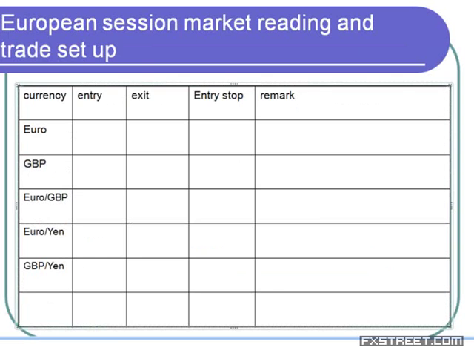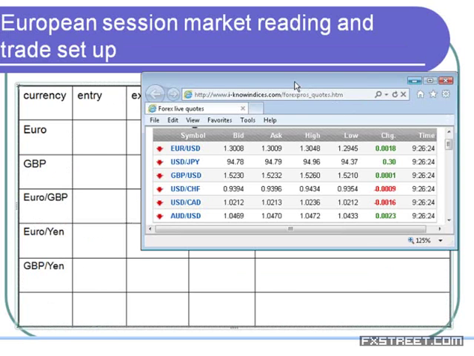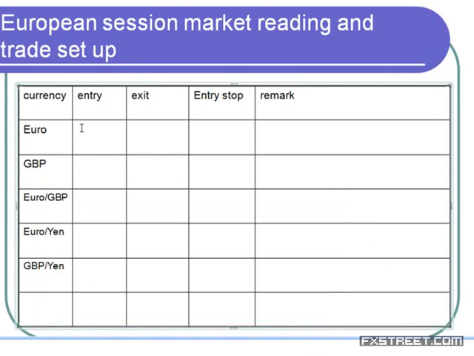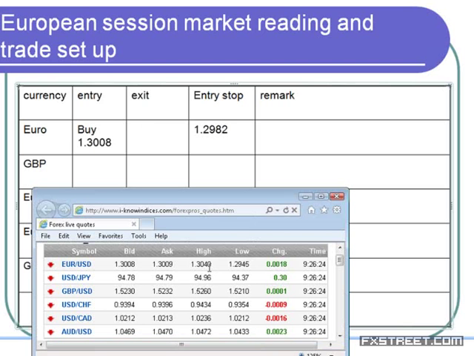So in the case of euro and GBP, we will try to take a buy. Euro, I'll try to take a buy at 1.3008, and then we have to decide upon the entry stop. Entry stop should always be 30 pips below that of the market, and the exit can be near that of the high, 1.3048.